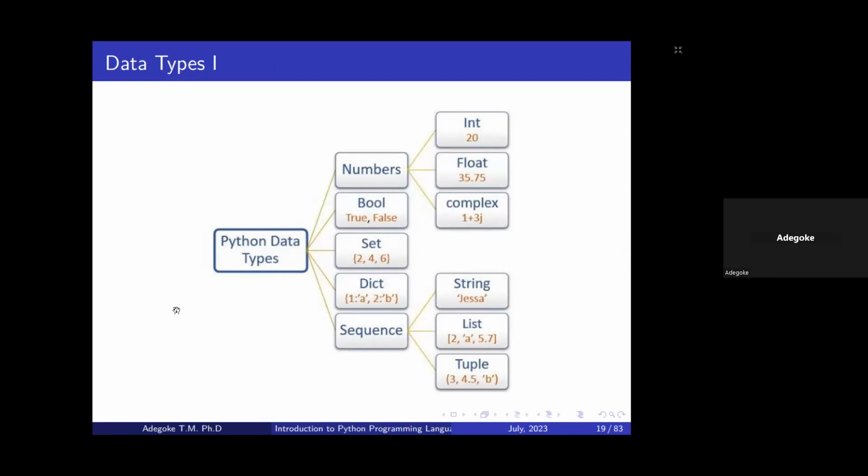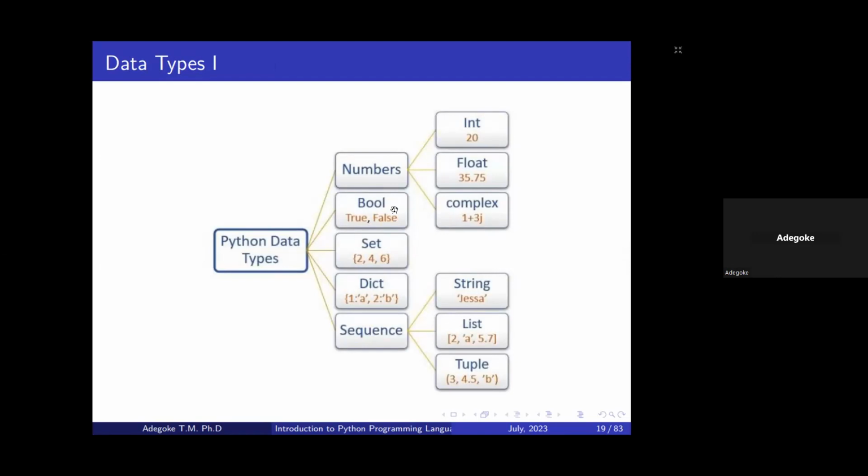So we have different data types, be it in data analysis, but we need to know different data types. We have numbers. Under numbers, we have integers. Integers are numbers that have no decimal point. We have floats. Floats are numbers with decimal point. We have complex numbers. So for people in mathematics, they know what complex number is when they are talking about vectors and all the rest.